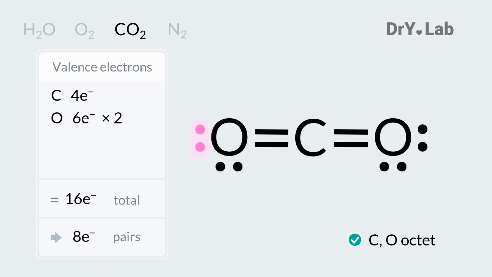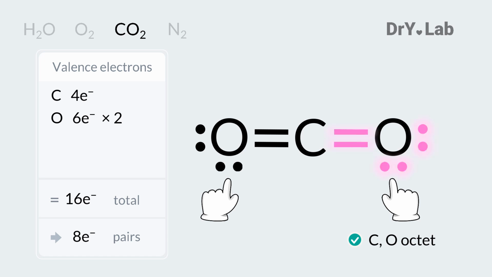Oxygen has 1, 2, 3, 4, 5, 6, 7, 8. These 2 oxygens are bonded the same way. 2 lone pairs plus a double bond. We have octets for each of these oxygens.